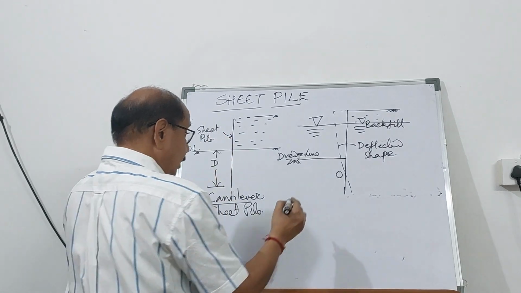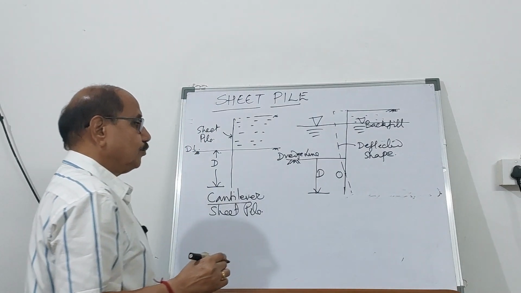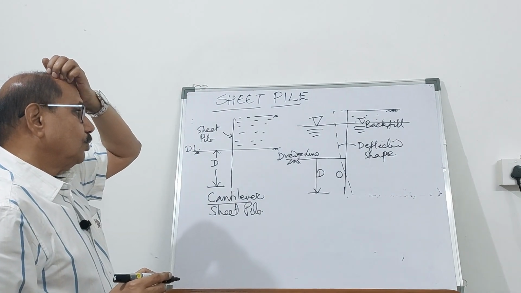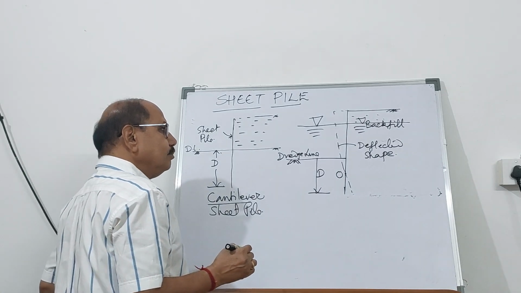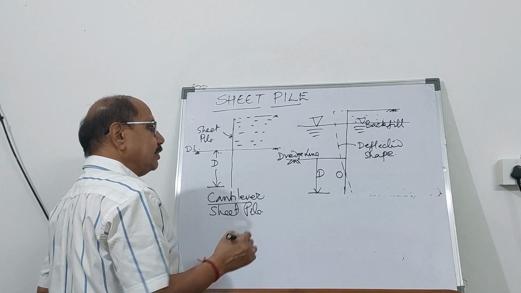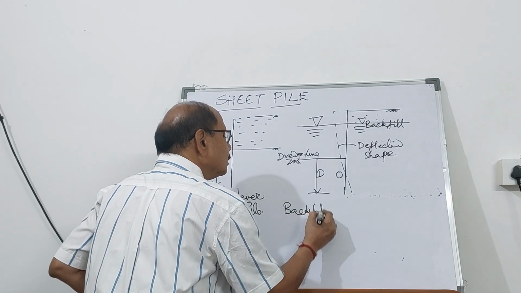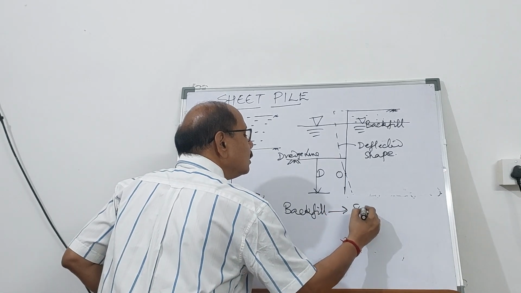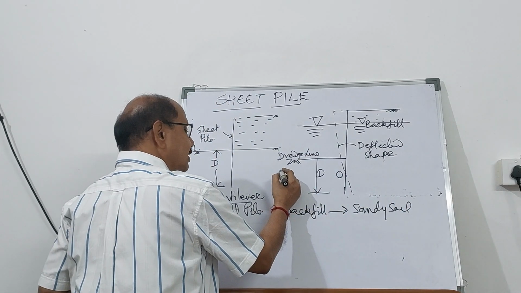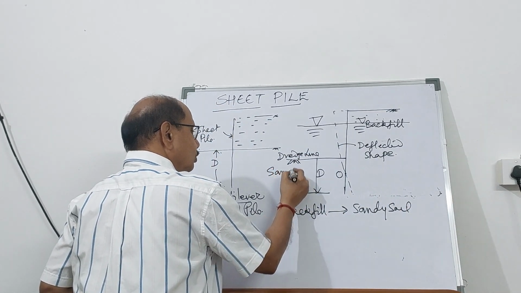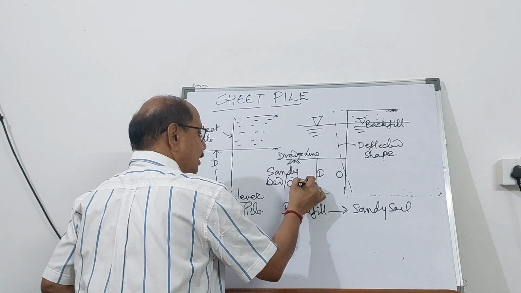So if you want to find out the depth of embedment D in this case, we must draw the pressure distribution diagram. And as I told you, if the backfill is going to be sandy soil, below the dredge line it could be a sandy bed or it could be a clayey bed.